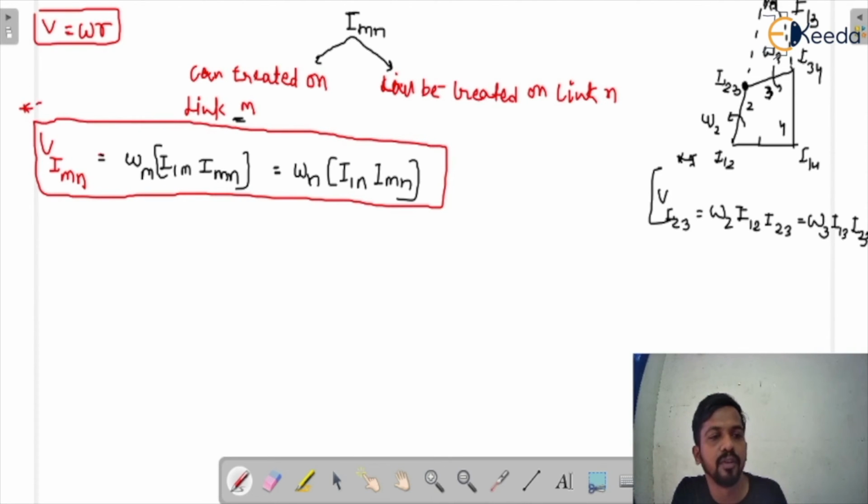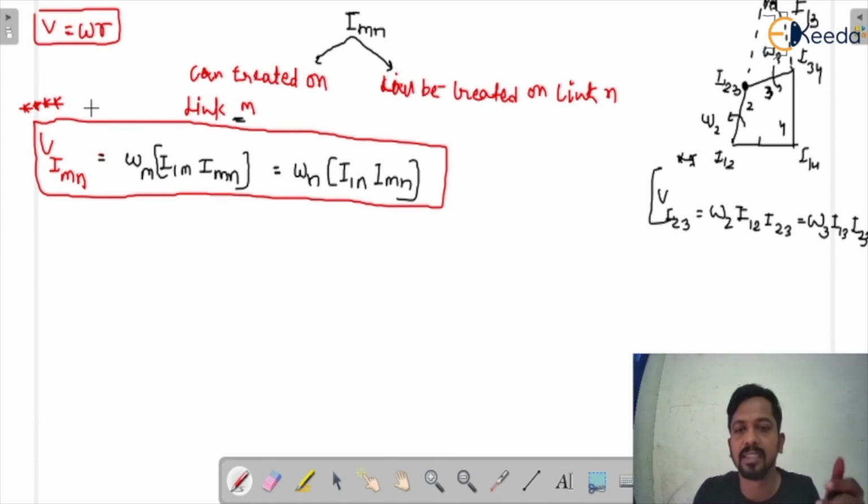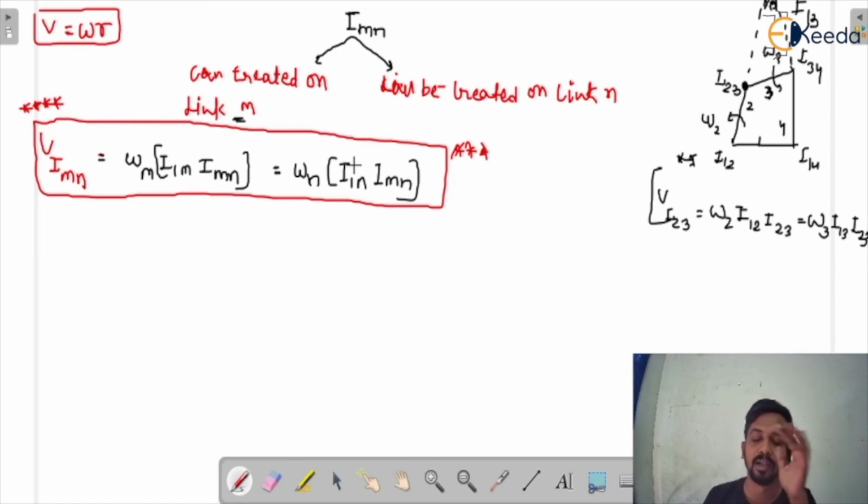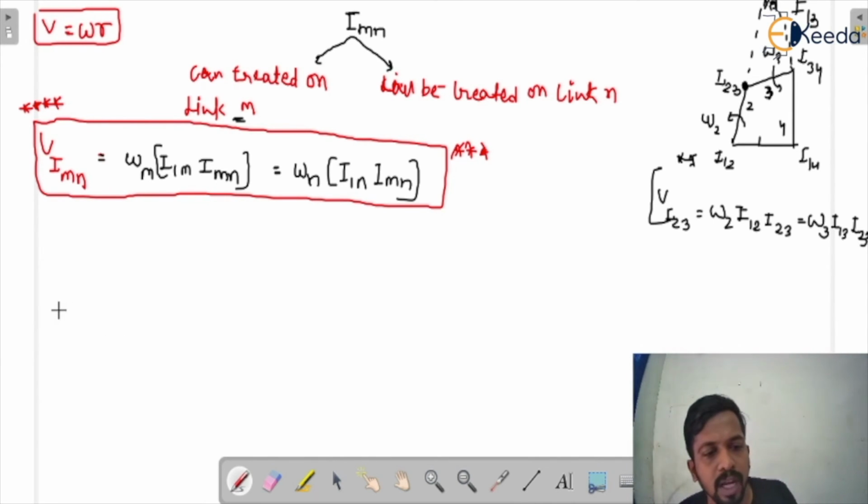This would be very useful for numerical questions that we are going to solve in the next lectures. This relation is very important. Are you getting my point? Now I'm going to talk about the direction. What would be the direction if, in the examinations, they ask you to find out the relative angular velocity of link 2 and link 3? How can you calculate?